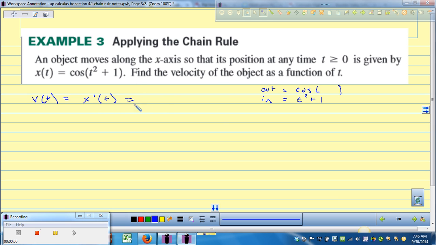So now, using our method, we take the derivative of the outside, leaving the inside alone. Well, the derivative of cosine is negative sine. What do I have on the inside? Leaving the inside alone, t squared plus 1. Times the derivative of the inside. Now the 2t.